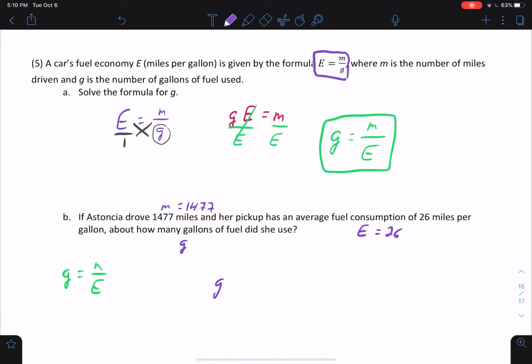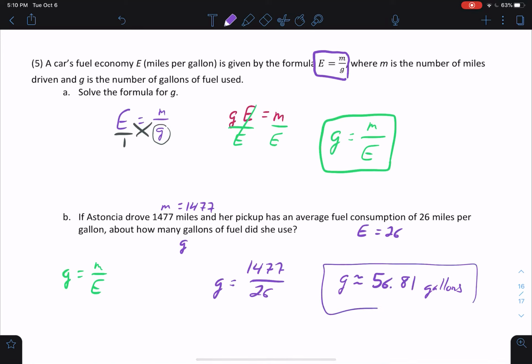So plug in what we know. G equals 1,477 divided by 26. If I divide that in my calculator, I get G to be about 56.81 gallons. So if she drove 1,477 miles in this specific pickup, she used about 56.81 gallons. Again, that's another situation where we can solve a literal equation for a certain variable and then use that new equation to solve a certain situation.